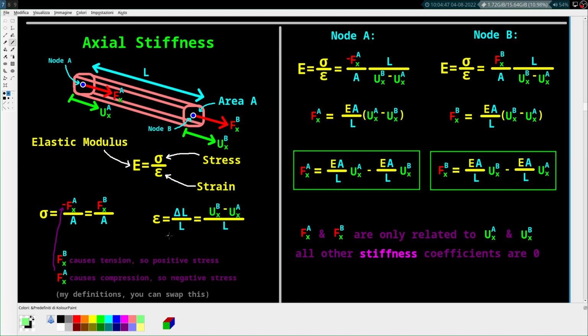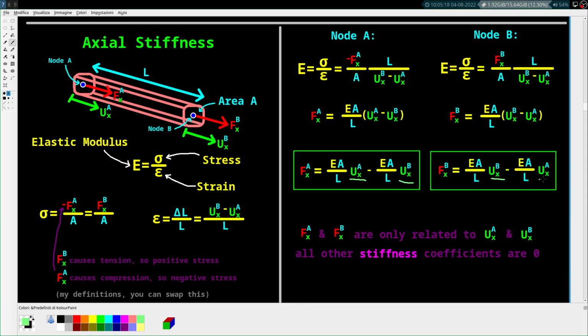Now, what about the strain? So strain is just the change in length over the length. So that's just this quantity minus this quantity, right? So UBX minus UAX over the L. Simple enough. We plug in both these values here at node A and node B into this equation for the modulus. We can solve for the force. And in this way, we can basically pull out how this force distributes across these degrees of freedom.